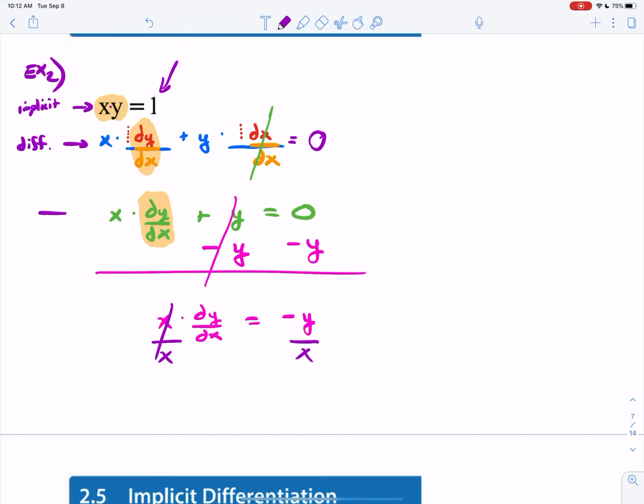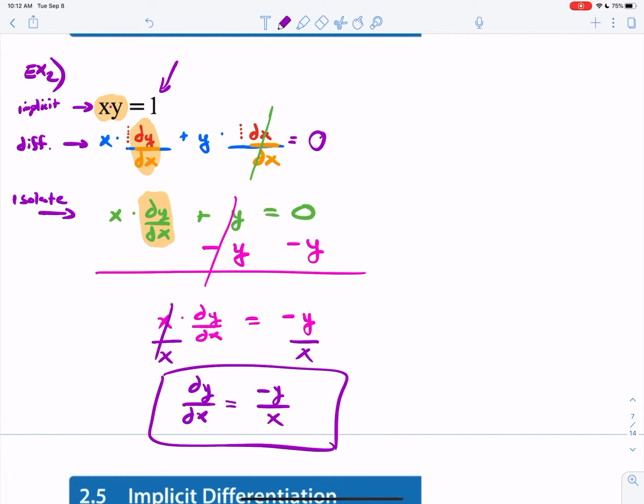So the third step here is isolate. All right, so dy dx is negative y over x. Notice how our answer is also implicit. Okay?